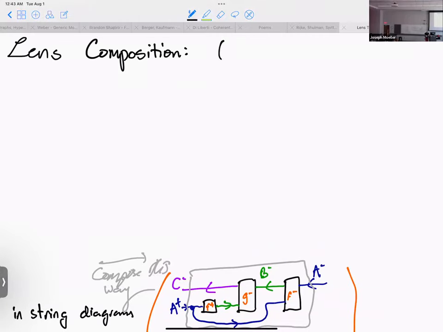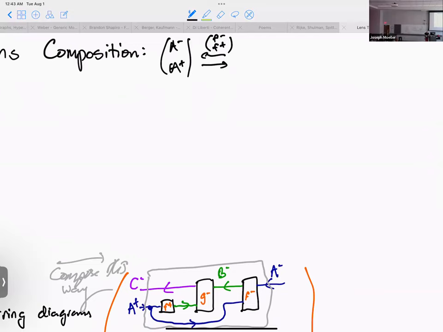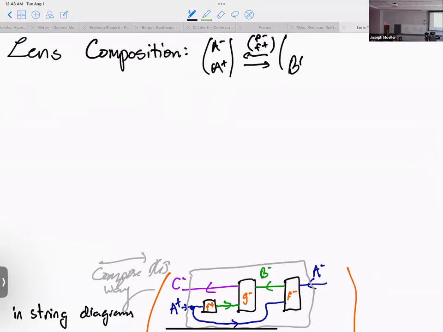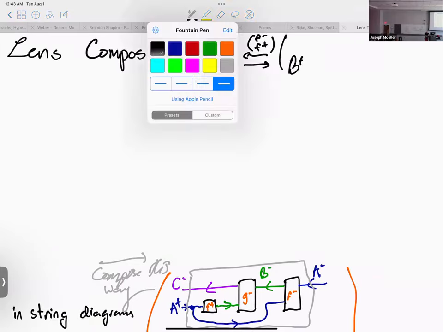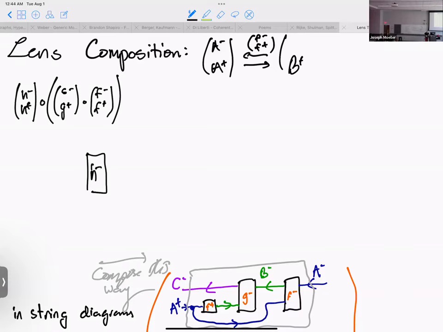So I'm doing... I have these three things. Okay, I'm doing H plus H minus after parentheses, G plus G minus after F plus F minus, like that. And then this is H minus here.